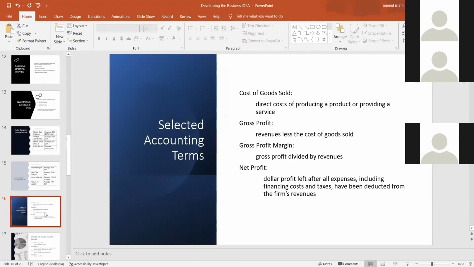And definitely these terms are very familiar. I have explained to you earlier. Cost of goods sold are basically the cost involved in producing or providing services. Gross profit is basically sales or revenue minus cost of goods sold. And then you have gross profit margin, and then you have net profit, right? These are terms which are very familiar to you.